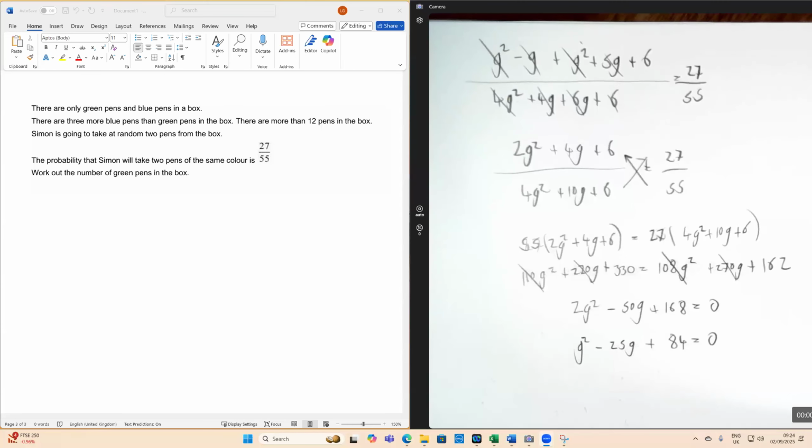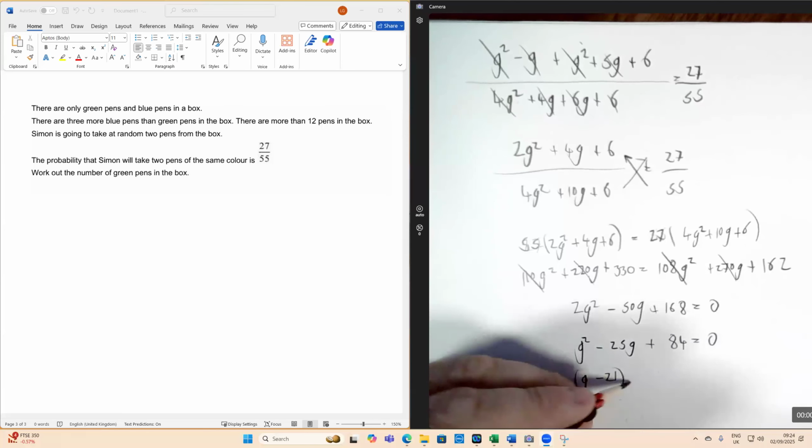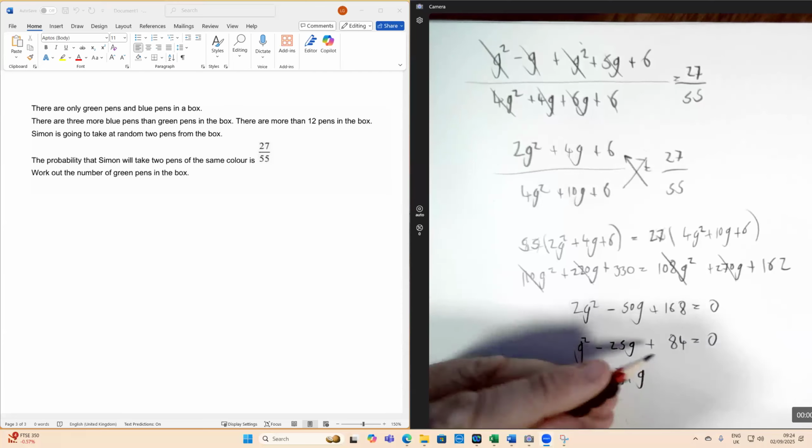And then we've got to think about two numbers that multiply together to give us 84, but add together to give us minus 25. Oh my goodness. So let's try 21 and 4. Let's just see if that works. Okay. So 21 times 4 does in fact give us that. And if they were both negative, they would add together to make minus 25. So we could have G minus 21 times G minus 4.